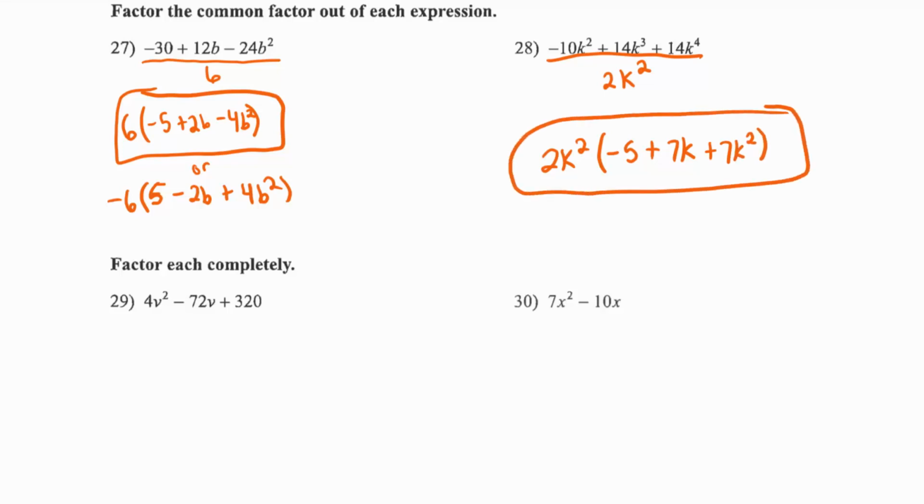Now, these answers are pretty easy to check because you would just use the distributive property. If you distribute and you don't get what you started with, then somewhere something went wrong.